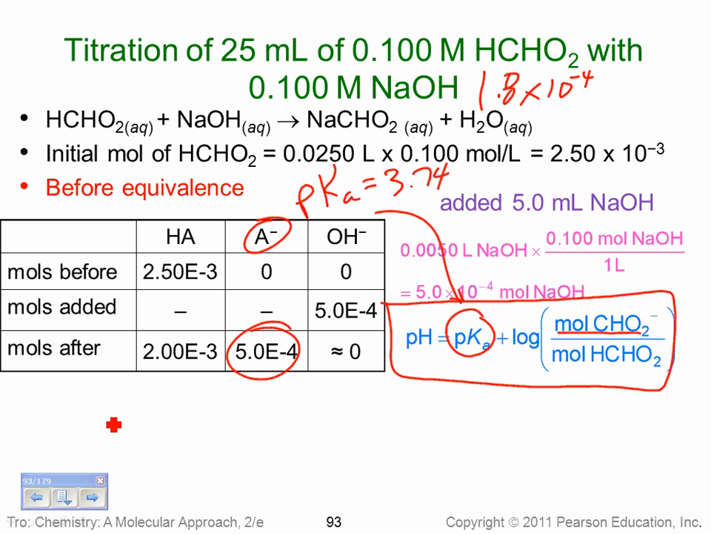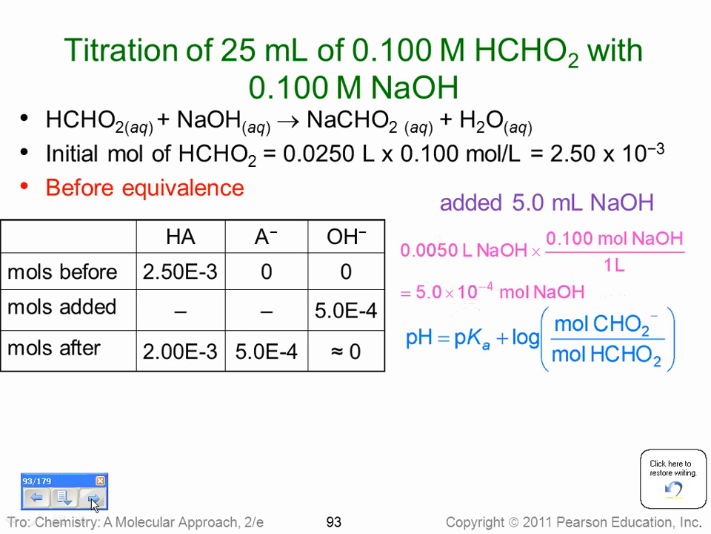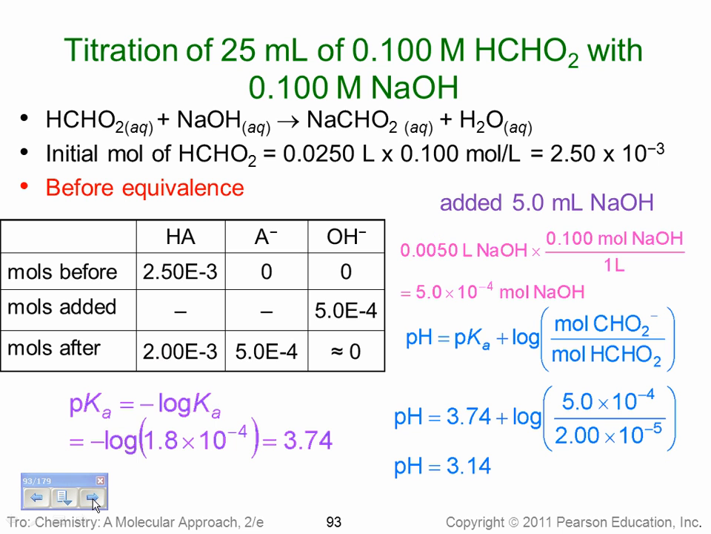Conjugate base, that's the number of moles of the formate. 2 times 10 to the minus 3, that's the number of moles of acid that's left after that first stoichiometry takes place. The base has been totally consumed, so there's no base left. The base that I put in is hydroxide, but what it's going to do is make the same amount of the conjugate. And so 5 times 10 to the minus 4, that's how much conjugate base got produced. 2 times 10 to the minus 3, that's how much acid is left. So 3.74 plus the log of that 5 times 10 to the minus 4 divided by 2 times 10 to the minus 3. And at this point, the pH should be 3.14.